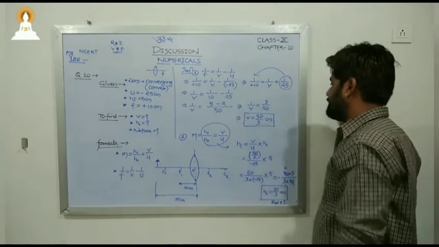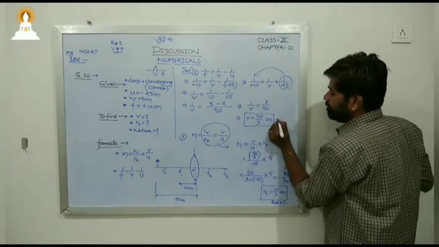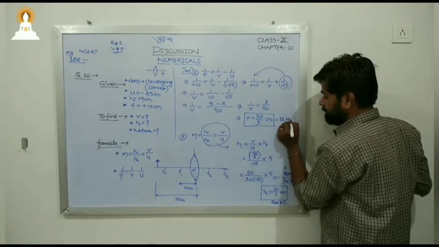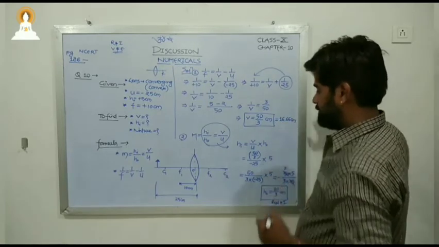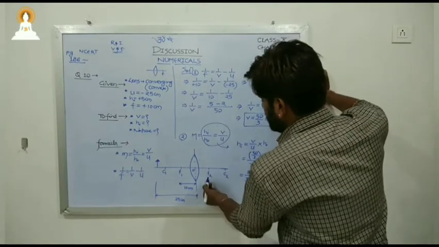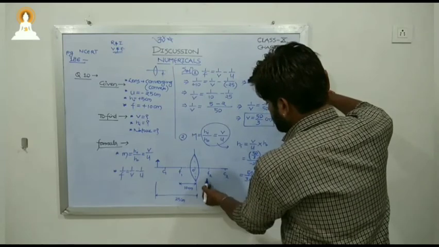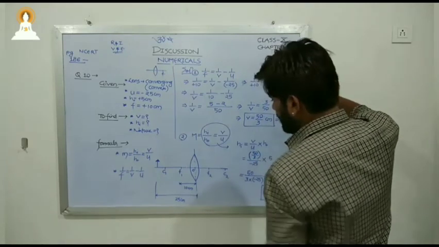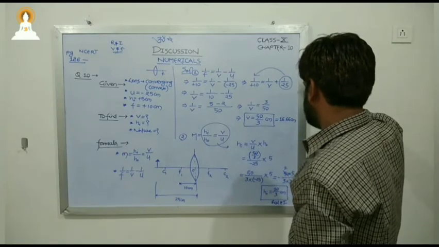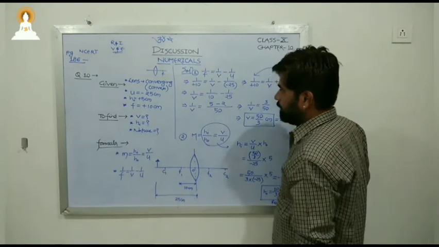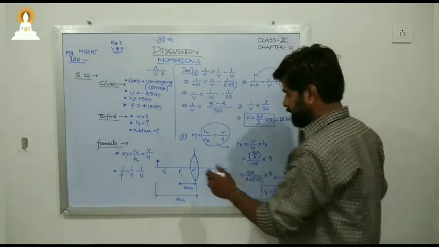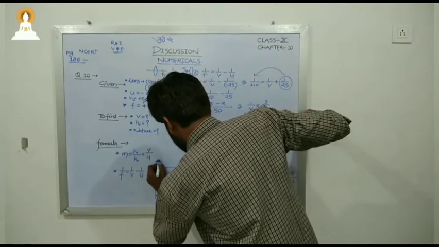50 by 3 is nothing but what, that will be 3 1s are 3, 3 6 0.66 centimeter. 16.66 means what, that will be nothing but what, if it is 10, then it is C2, so the image will be between F2 and C2. Yes, okay. So by this we may draw the image.